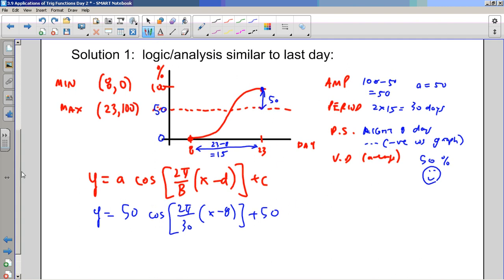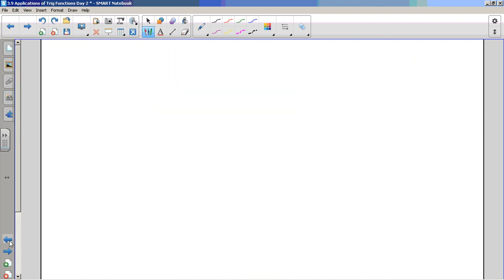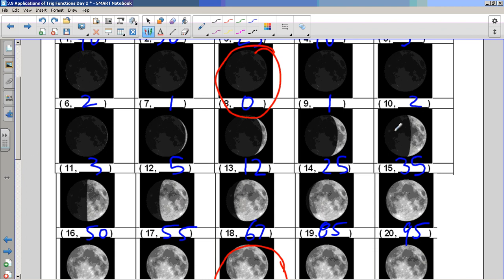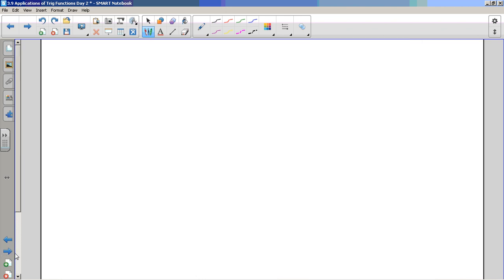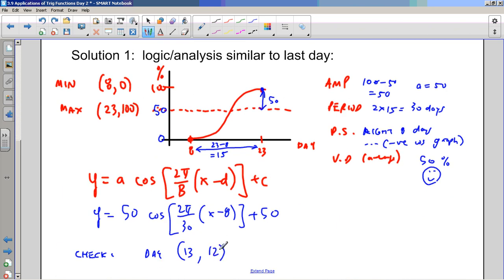Now, let's just try our model out for one of the data points. This is a model check. So day 13, whoever scooped the data off, day 13 was 12%. And so on the model, all I would do is take out the x and put in the 13.